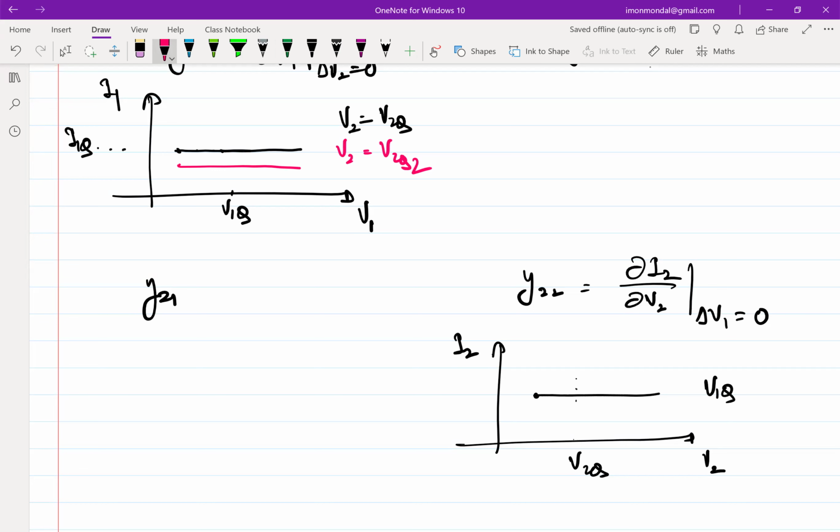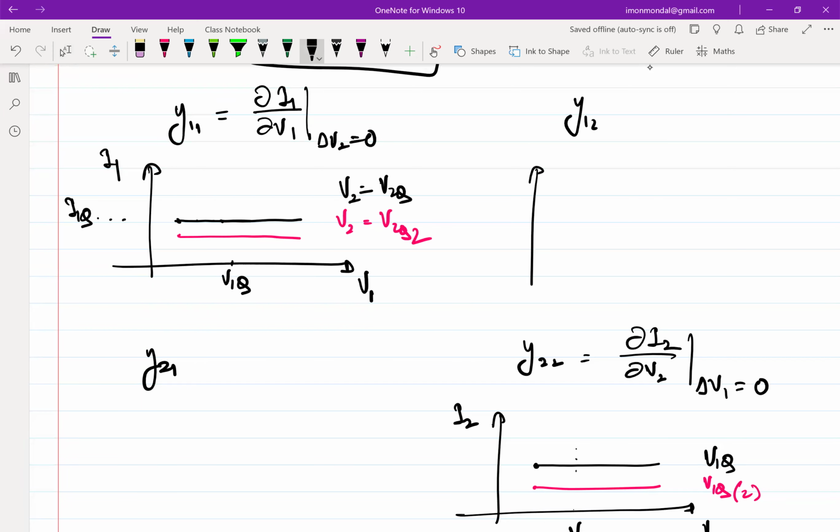Let's say we change the V1Q voltage, so V1Q2. Maybe the plot of I2 versus V2 shifts to some other value, but as long as it is flat, we are still not violating our requirements. Okay, great.